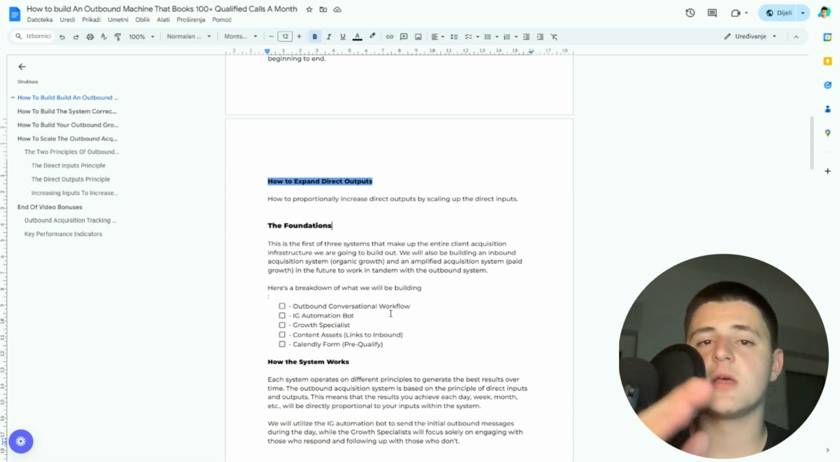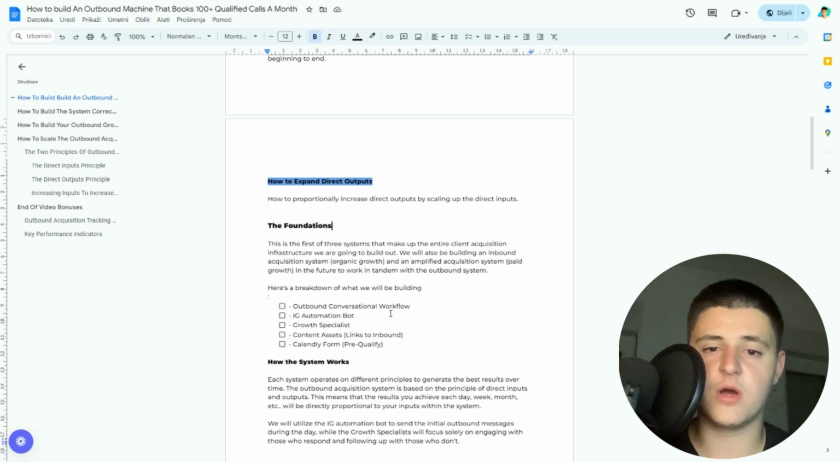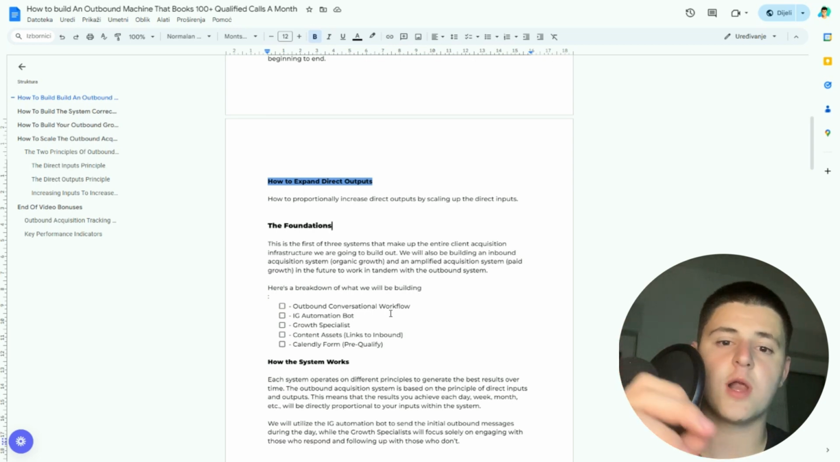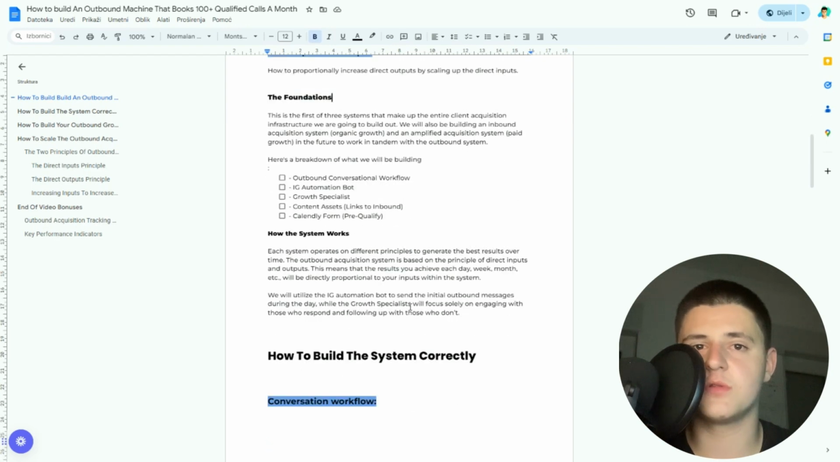Content assets: this will be links to the inbound and outbound process, and the Calendly form, how to pre-qualify your prospects and how to actually pick the right prospects who are qualified to hop on a call with you, because you want only the best people to work with you.